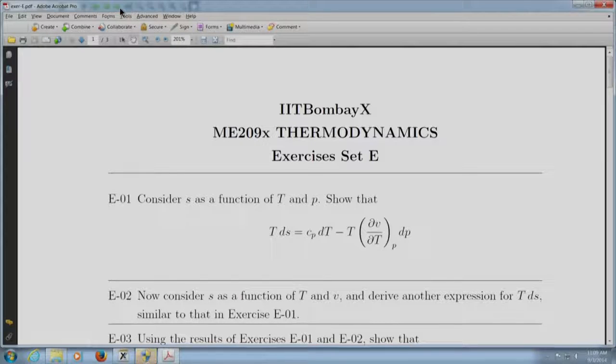The first TDS relation is in terms of dT and dp. The second TDS relation is in terms of dT and dv. I will show you how to derive the first expression and leave the second expression to you as a proper exercise. In the first TDS relation, on the right hand side we have dT and dp, and hence it is proper for us to consider T and p as independent variables. That is a direct hint.